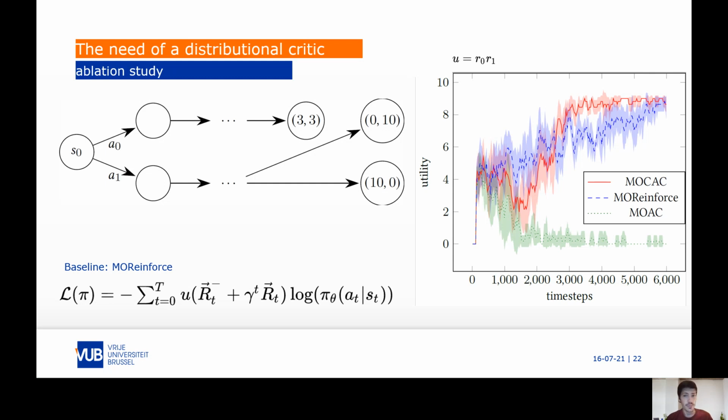And we see that our algorithm learns the optimal policy. It will learn to always pick action A0, which leads to the reward (3, 3), while the one without distributional critic will learn the wrong policy, the one that leads to A1, since its critic will learn that the expected return here is (5, 5), which in turn will influence the actor to always choose action A1. So we see that the distributional critic is important.